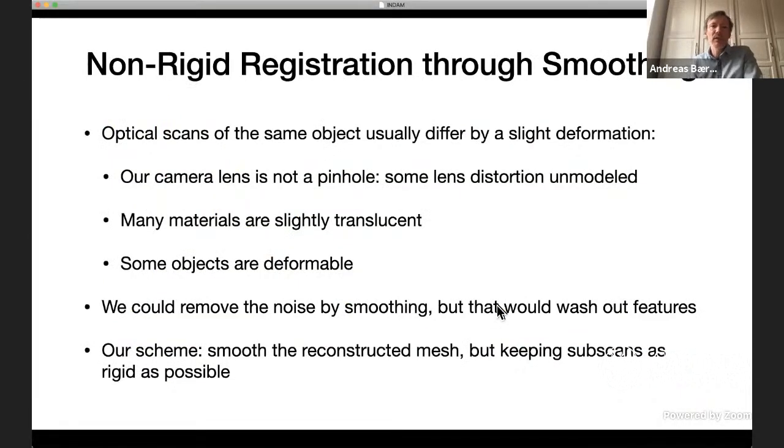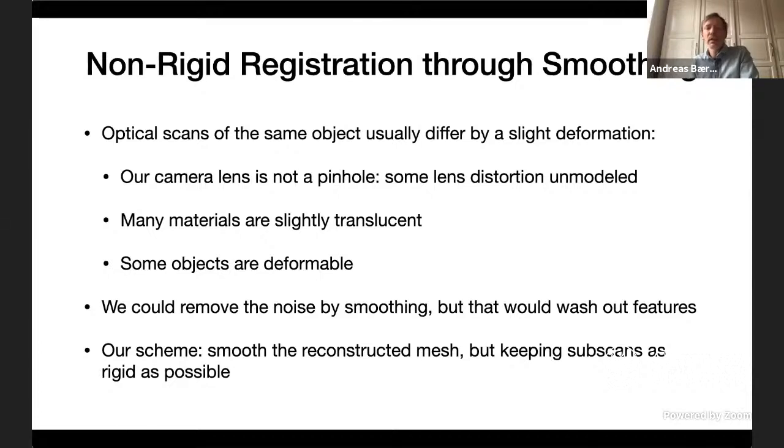It's simply that optical scans tend to differ by a slight deformation. The camera lens that we use is not a pinhole, and probably some lens distortion is unmodeled. My guess would be that's the main reason. But also many materials are slightly translucent, which impacts reconstruction. And finally, of course, some objects are deformable. That would not be the problem in the case of the toy house. But if we are scanning a botanical object, for instance, outside, then slight deformations would be a problem.